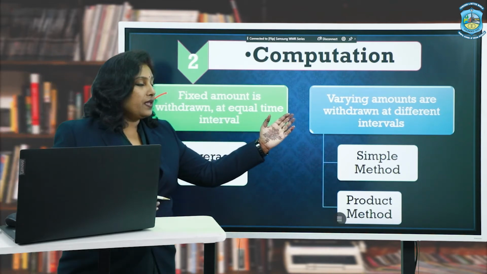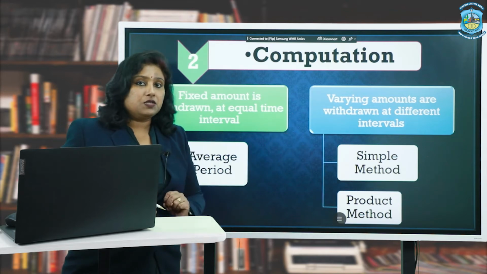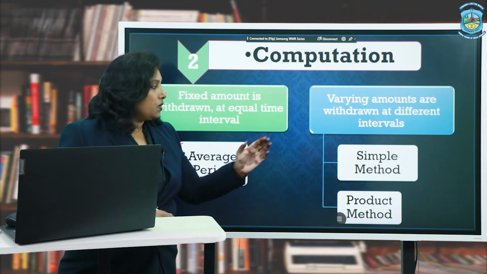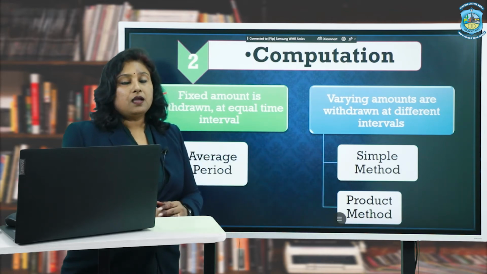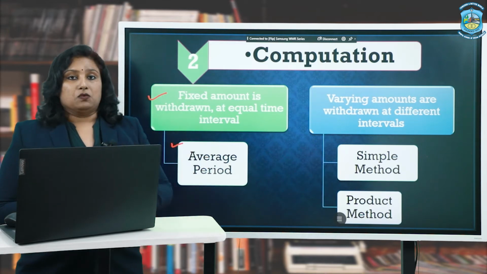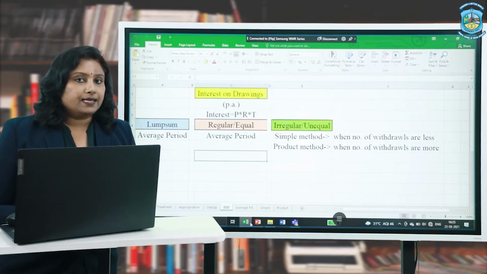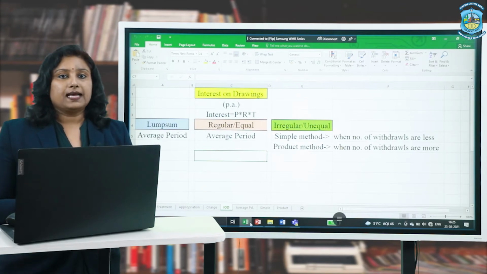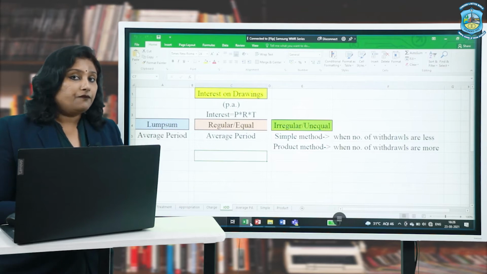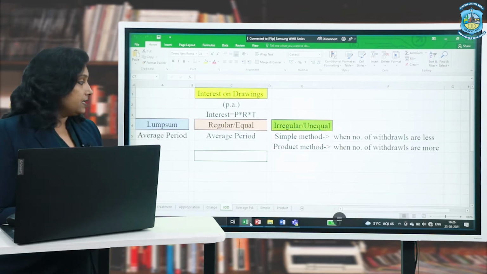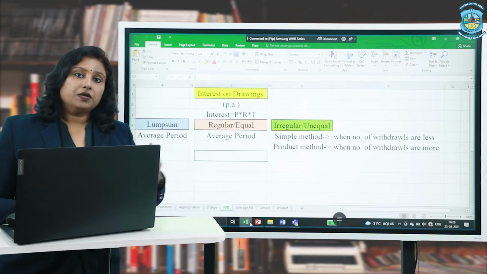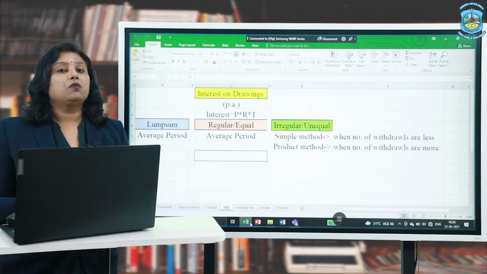Whereas, if we go for varying amounts of withdrawal, there are two methods which can be followed depending on the number of withdrawals done. We can apply either the simple method or the product method to value the varying amounts. As I said, interest on drawings has to be calculated by looking at the pattern. There can be one more pattern, and that is the lump sum withdrawal. Sometimes it won't be done regularly over a period of time, whereas a lump sum amount can be withdrawn.